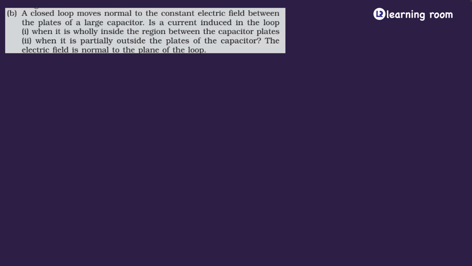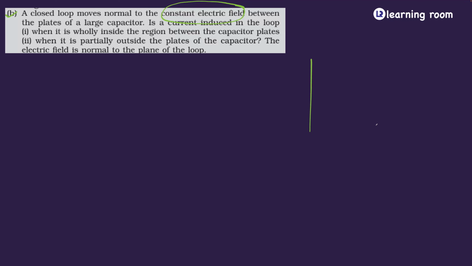there is a closed loop which moves normal to the constant electric field. So there is a closed loop, and the closed loop is moving normal to the constant electric field. Let's say there is an electric field in this direction, there is a coil, and the coil is moving constantly, normal to the electric field. So what is the angle between the area vector of this and the electric field? It is zero, right?